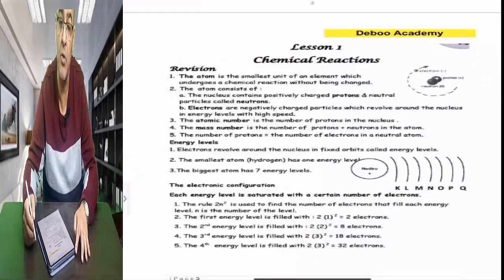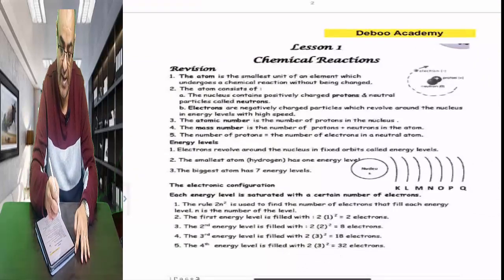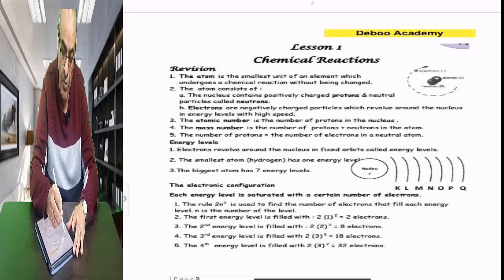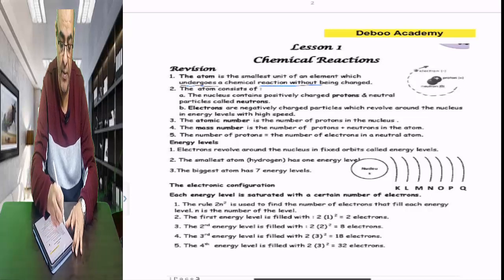In this section of lesson 1, we are going to say that the atom is the smallest unit of the element, as we know for sure. The atom is the smallest unit of the element that undergoes chemical reactions. This means the chemical reaction happens through the atom.